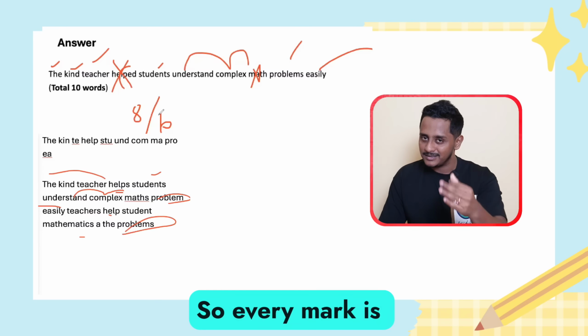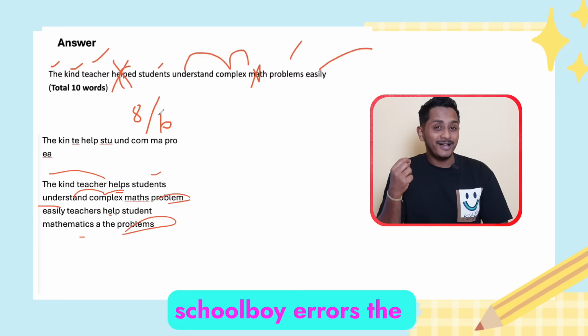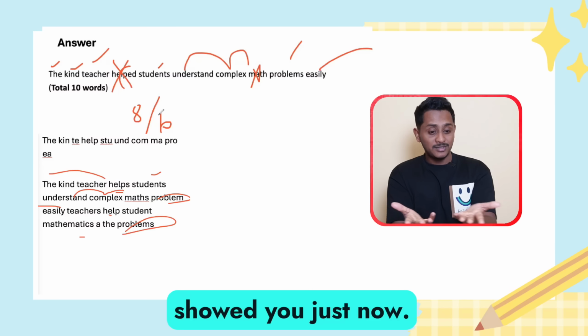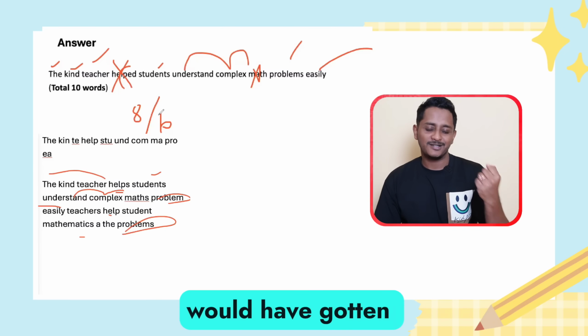So every mark is important. So don't make lazy mistakes, silly mistakes. Schoolboy error is the one that I showed you just now. Helped, mathematics. If I had written, I would have gotten 10 out of 10.